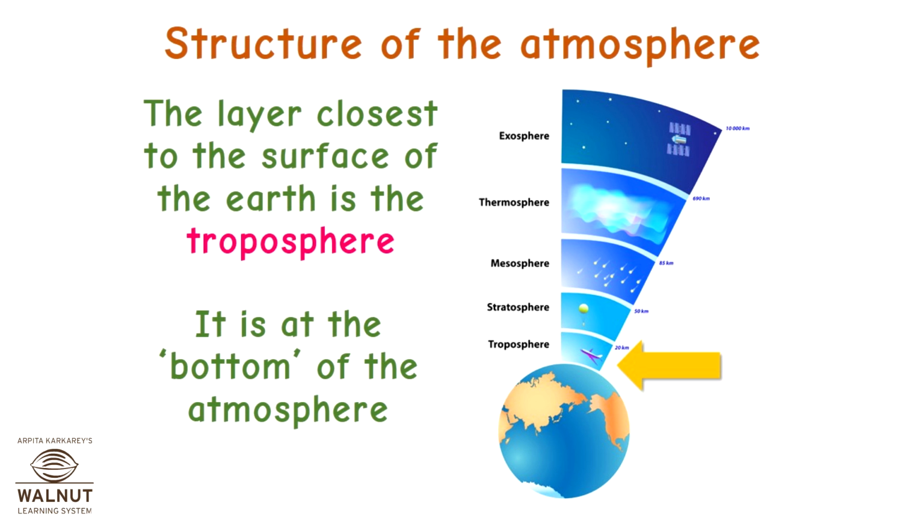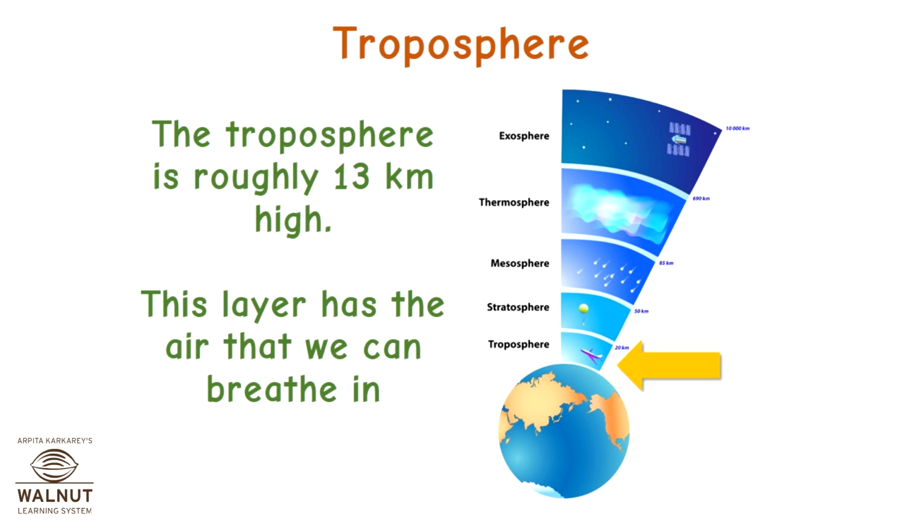The layer closest to the surface of the Earth is the troposphere. It is at the bottom of the atmosphere. The troposphere is roughly 13 kilometers high. This layer has the air that we can breathe in.